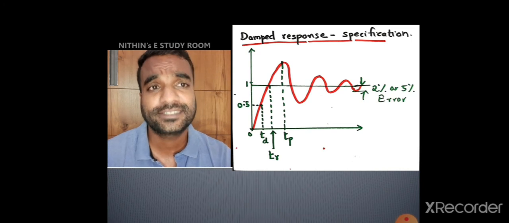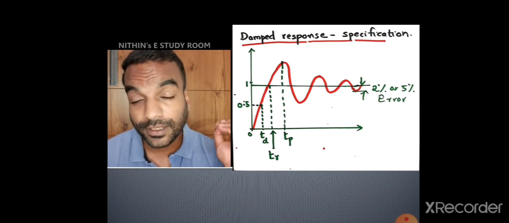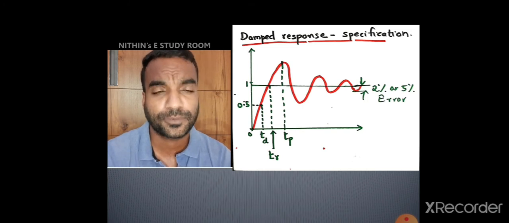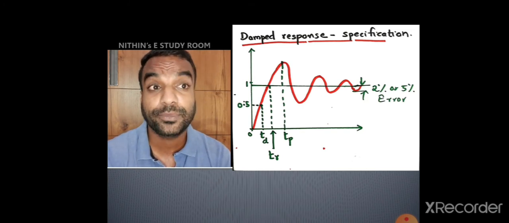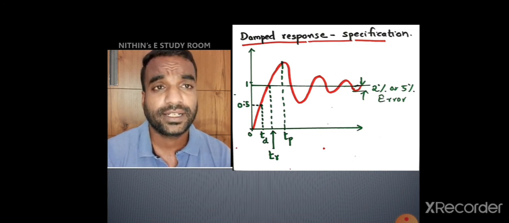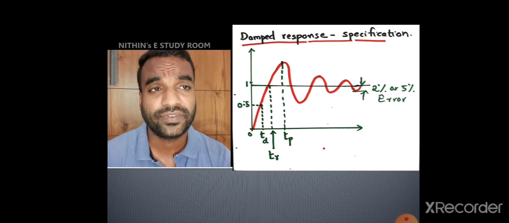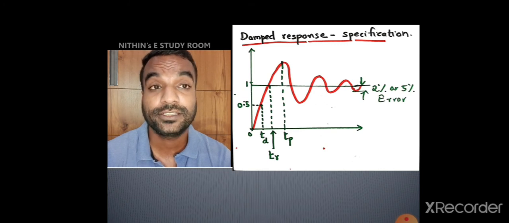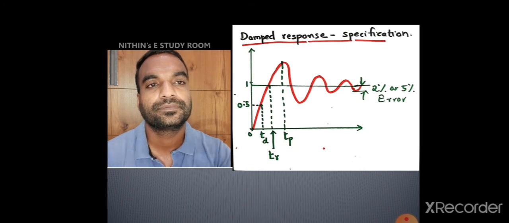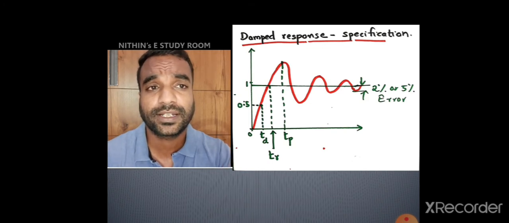So based on this response, we are commenting about the time domain specifications. Time domain specifications of a damped response. In the heading you can add not just specifications, but time domain specifications. Okay. So based on the definitions, we can come to the figure.